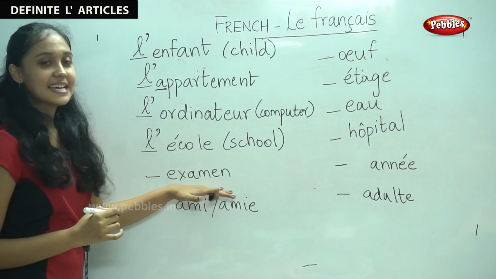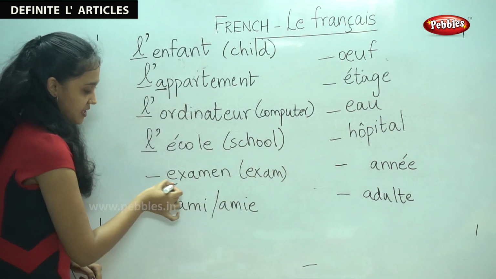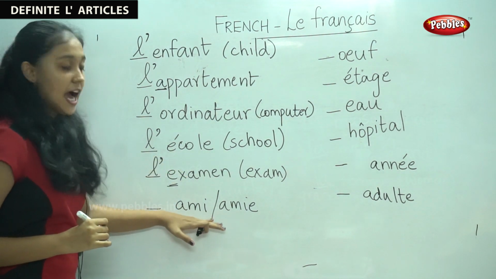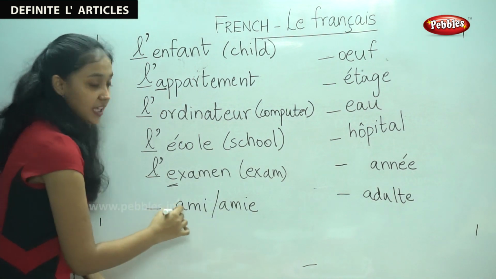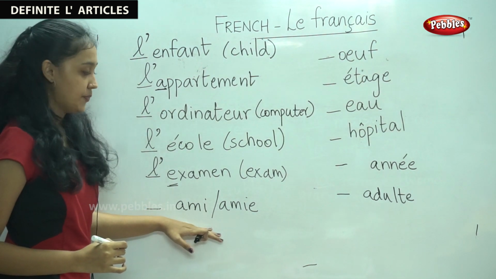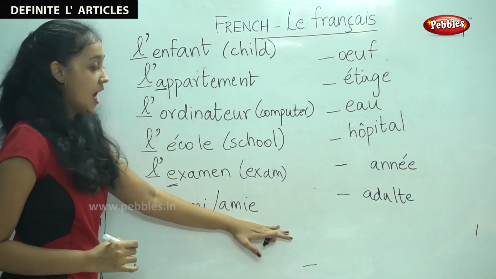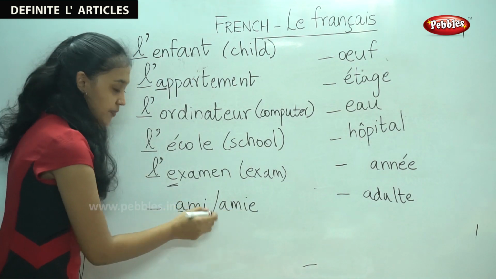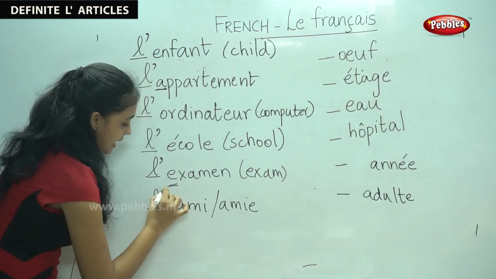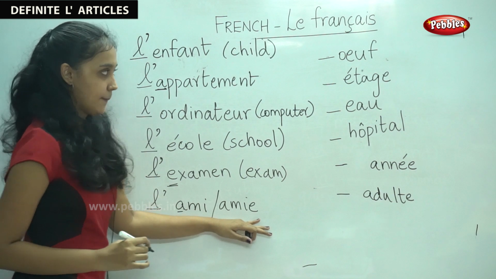The next word is examen, which means exam. This also begins with a vowel, therefore L apostrophe. The next word, ami, means friend. If it is AMI, it is in the masculine singular form. If it is AMIE, it is in the feminine singular form. However, since it begins with a vowel, no matter whether it is AMI or AMIE, it is preceded by L apostrophe. It is either l'ami or l'amie. The pronunciation is the same.